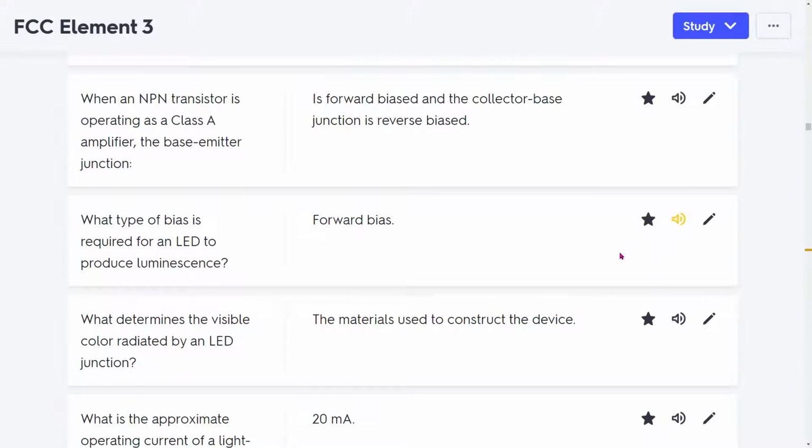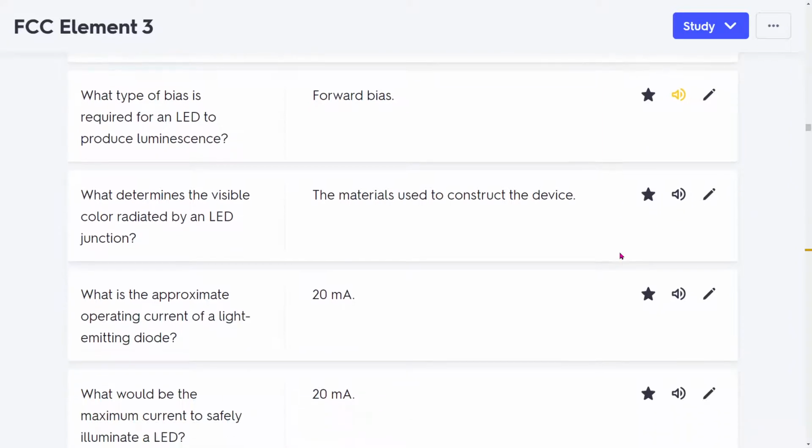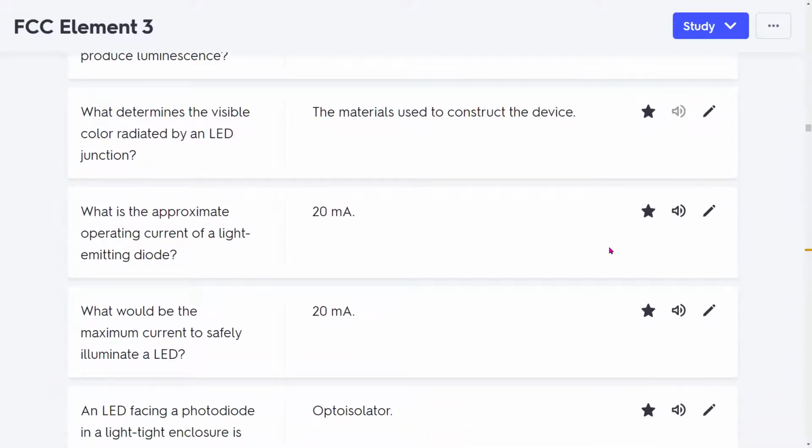What type of bias is required for an LED to produce luminescence? Forward bias. What determines the visible color radiated by an LED junction? The materials used to construct the device.